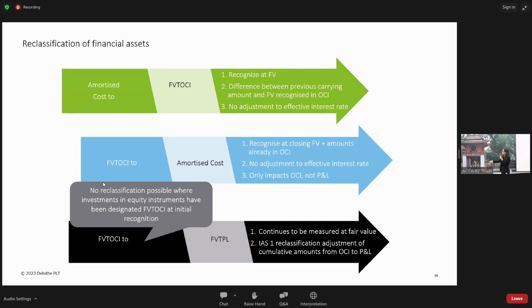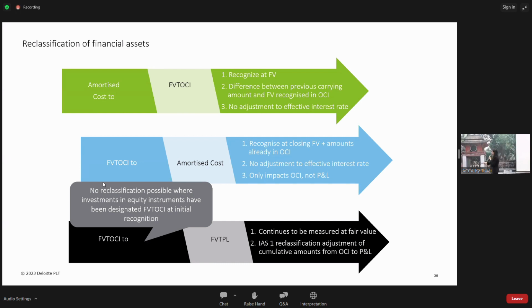Thirdly, if it's fair value to OCI to fair value to P&L, the only thing that changes is where you park the fair value difference. It is still at fair value. Now you need to take note of this little call-out box here. The reclassification is not allowed if it is an equity instrument that was designated at fair value to OCI. Anything that you designated at the start, you cannot change your mind. So a reclassification will never ever happen.